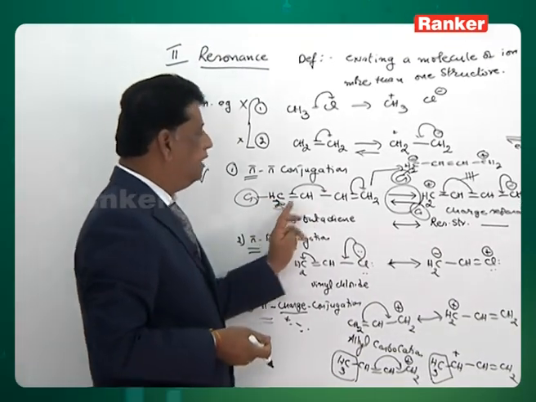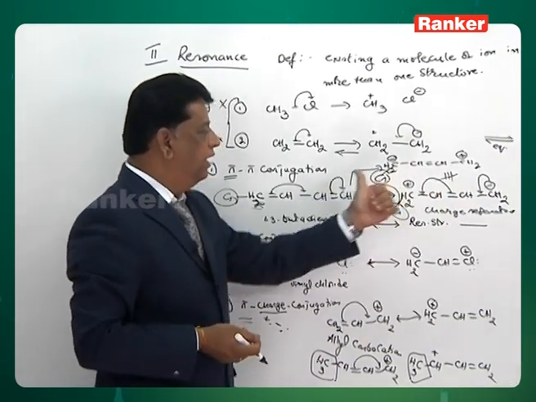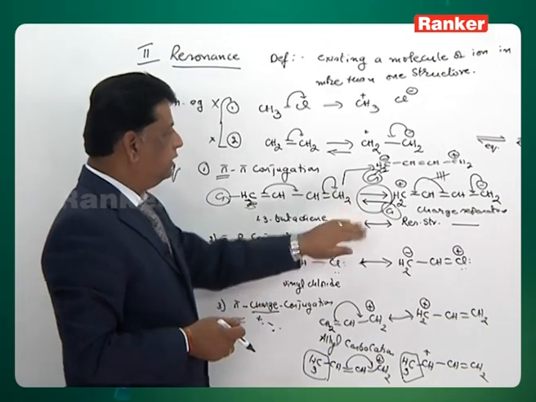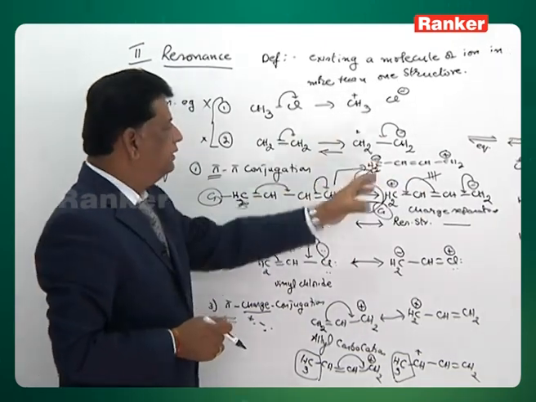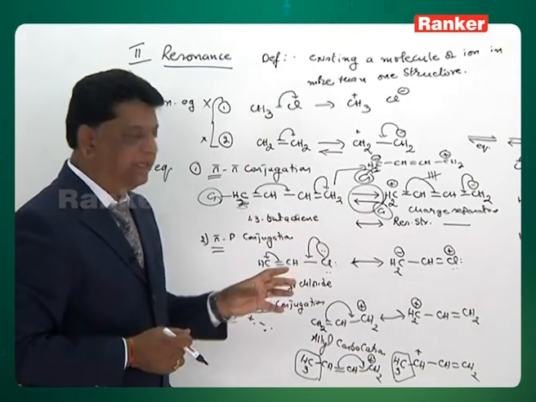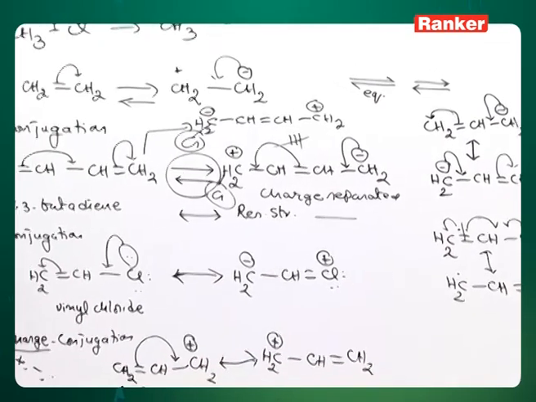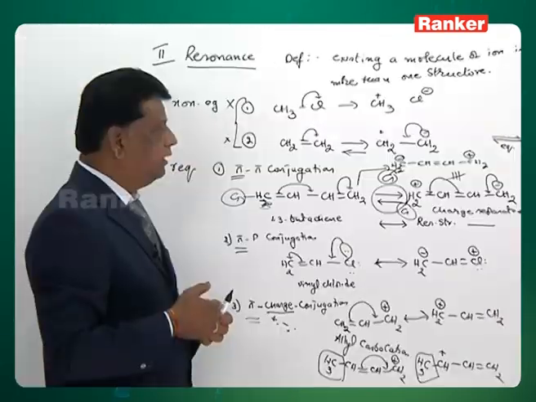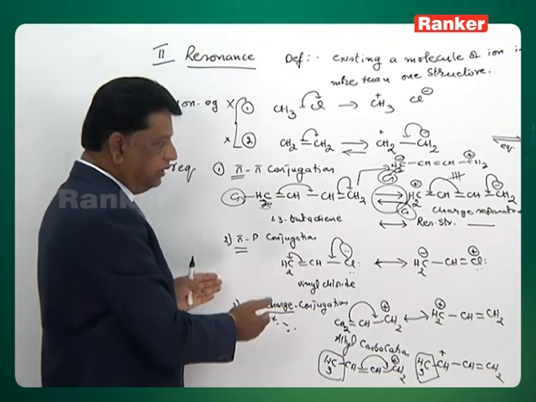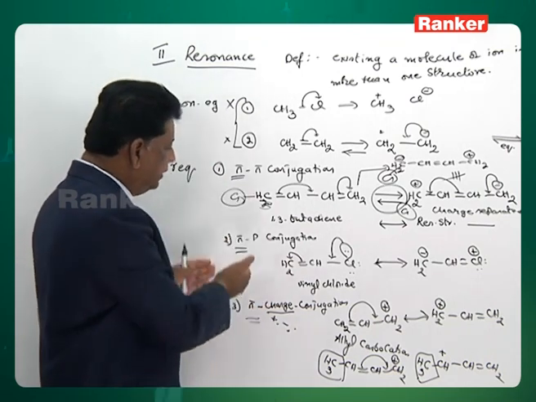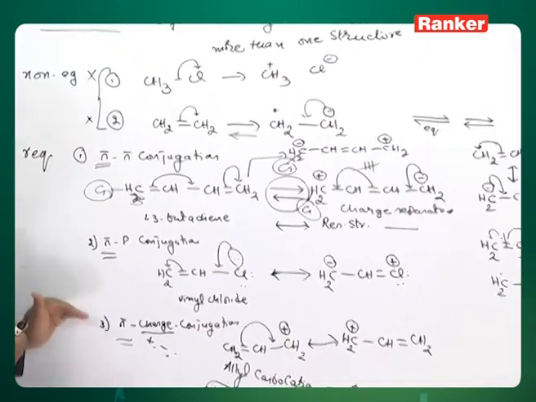One is without having charge. One is right side negative, left side positive. The other one is right side positive, left side negative. All these three structures are exchanging, and together represent the conjugate, that is, the resonance structure. So what is the advantage or the result of resonance? All these three types of resonances are there. Using the eligibility criteria, we are classifying into pi-pi, pi-p and pi-charge.